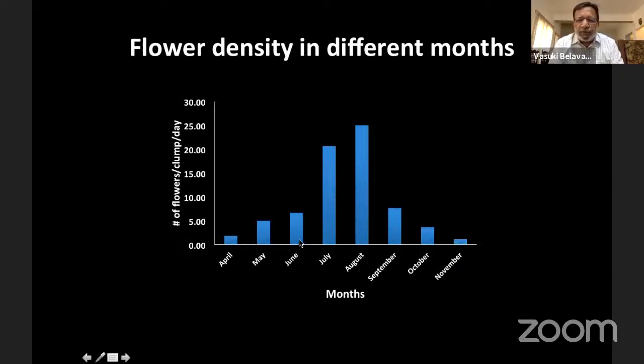In April, May, June, the density is very low. In July, August, it is very high. This is the number of flowers available per day per clump. Up to about 25 to 30 flowers you'll find in August. In July, you'll find between 20 and 25 flowers. And again, in September, October, it becomes low. So this is the period which we call the peak flowering period.